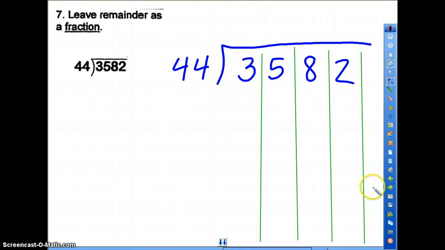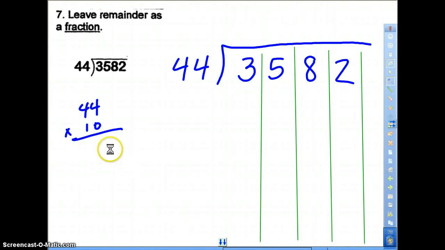Okay, so all of my smart kids do what? Yeah, they line it up, keep everything in a column, and let's just start dividing. 44 does not divide into 3. 44 does not divide into 35. I'm going to have to go all the way out here. Okay, and I know some of you guys do this. If I multiply by 10, I get what? Yeah, you guys should know if you multiply by 10, you just throw a 0 out on the side here.